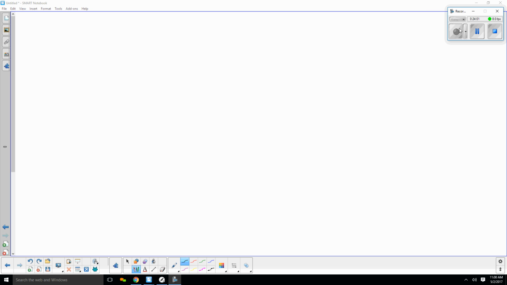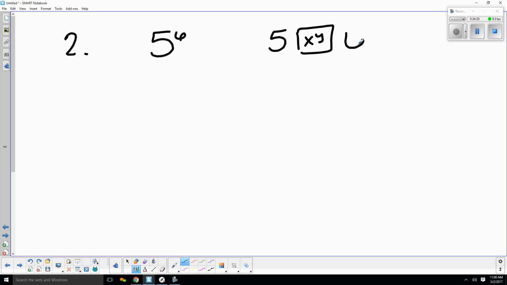Now, question number 2 says Suzanne wrote the values of the powers of 5 that she knew. So you have to chart 5 to the first, 5 to the second, 5 to the third, 5 to the fourth. It says, what is the value of 5 to the 6th? On your calculator, you're going to hit 5, x^y, 6, hit enter, and you should get 15,625. That's what you got. Okay.